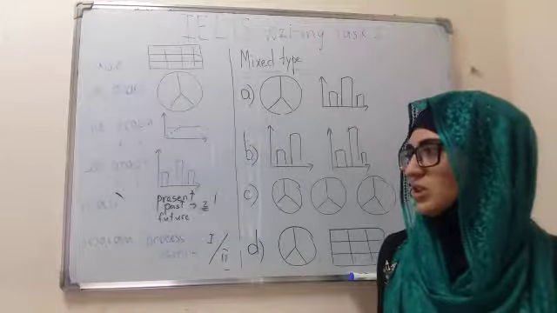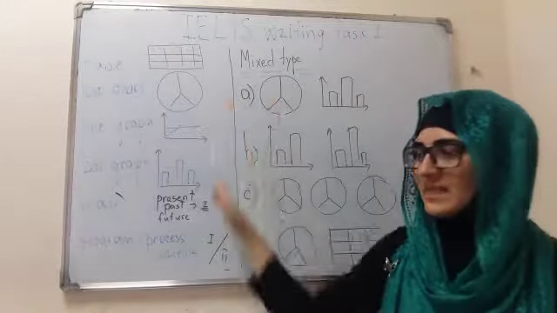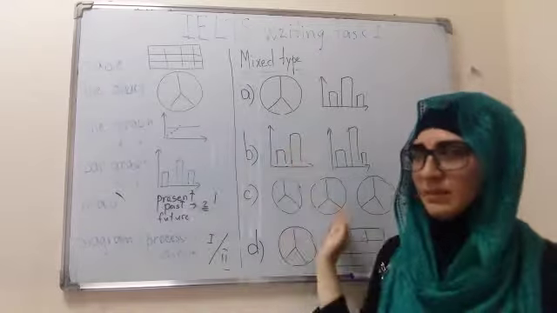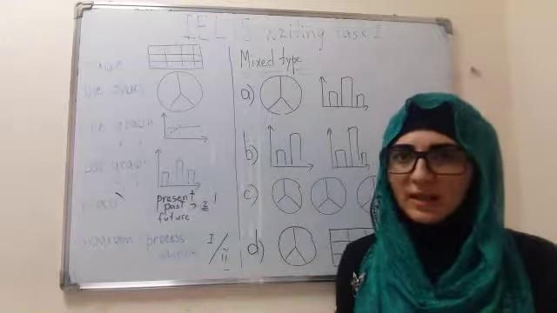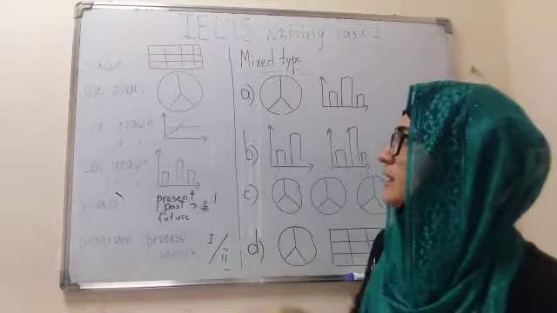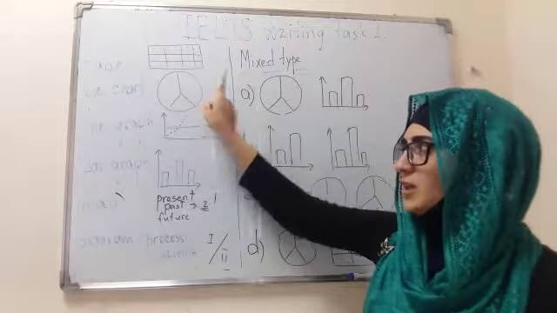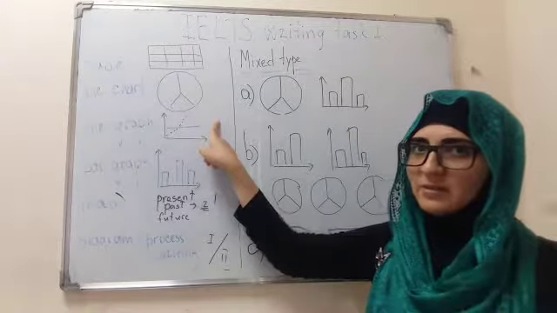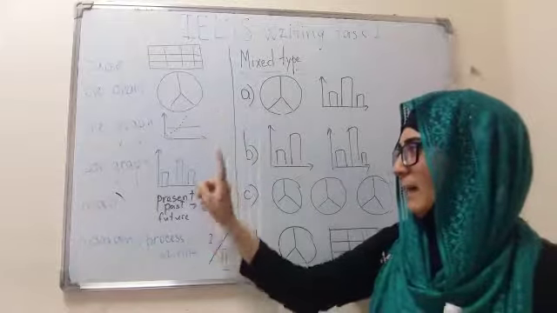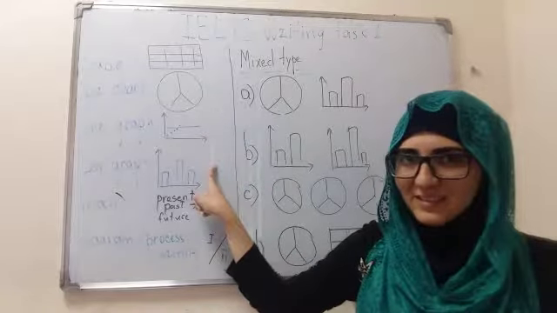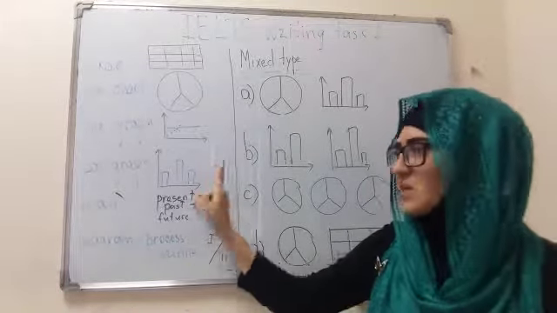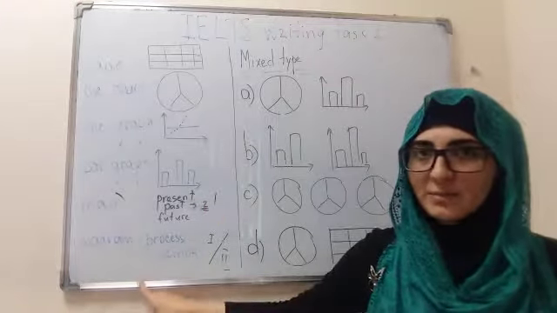We have divided them into two separate groups: standard IELTS writing task 1 and the mixed type. Talking about standard IELTS writing task 1, we'll be learning about tables, pie charts, line graphs (graphs containing lines), bar graphs (graphs consisting of bars or columns), maps and diagrams.